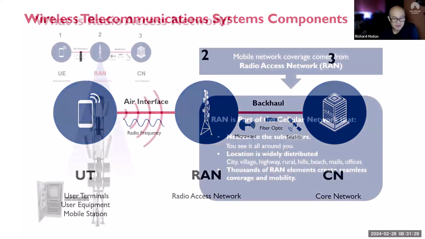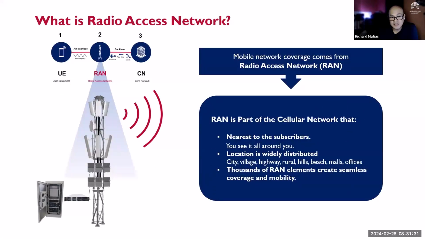The radio access network is the one that gives the mobile coverage. This is the one that gives a signal. This is the part of the cellular network that is nearest to the subscribers. That's why you can see it all around you. The location of the radio access network is widely distributed, so you can see it almost everywhere. And thousands of RAN elements create seamless coverage and mobility.